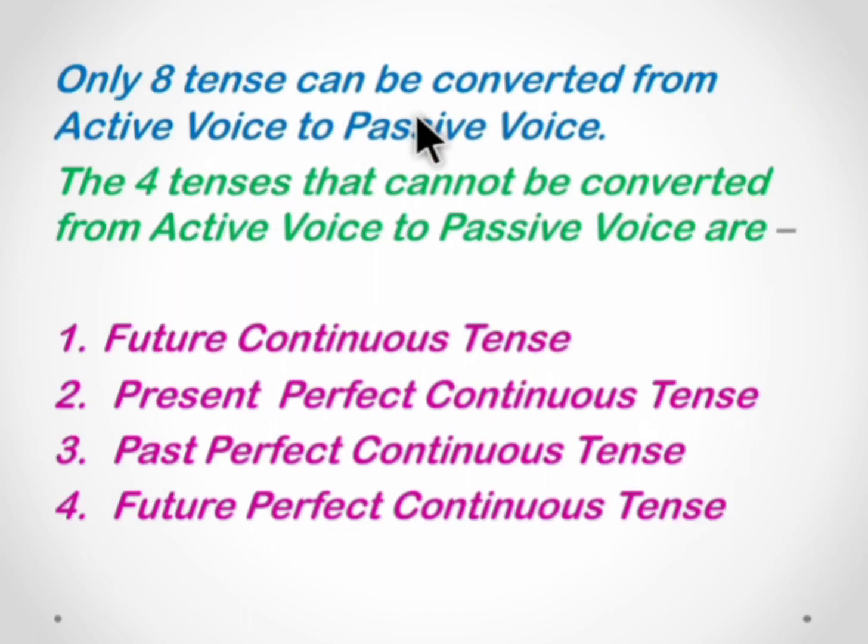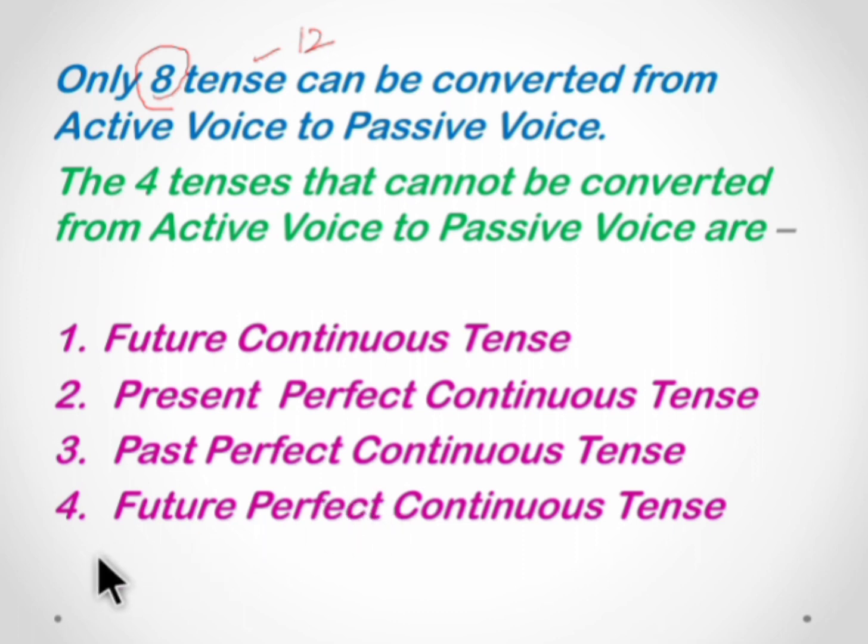Only 8 tenses can be converted from active voice to passive voice. On the whole, tenses are 12 in number, but only 8 can be changed from active voice to passive voice. The 4 tenses that cannot be converted are future continuous, present perfect continuous, past perfect continuous, and future perfect continuous. These 4 tenses we cannot change into passive voice.